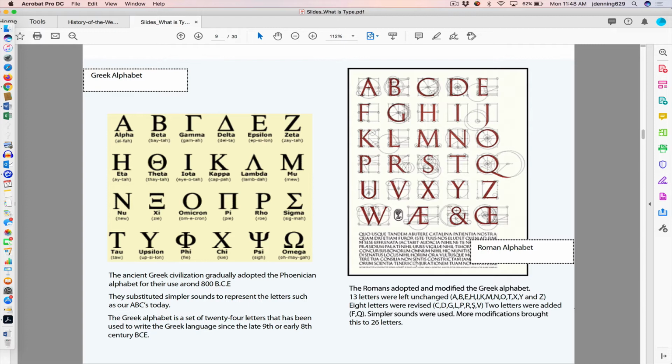13 letters were left unchanged: A, B, E, H, I, K, M, N, O, T, X, Y, and Z. 8 letters were revised, and 2 letters were added. More modifications brought this to the 26-letter alphabet. And the Romans also invented capital letters.